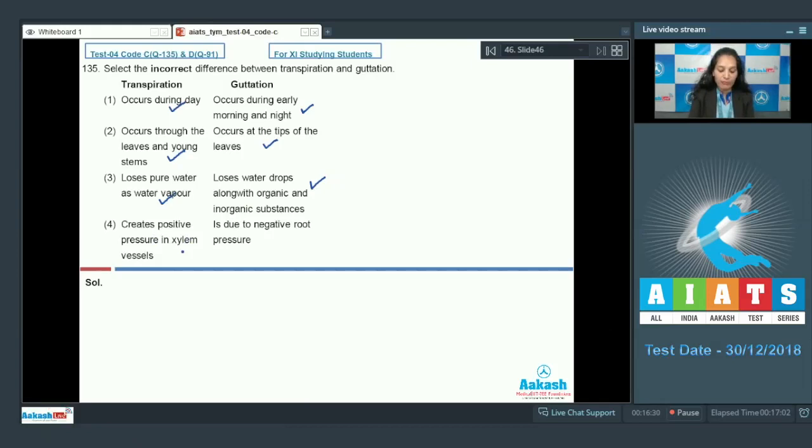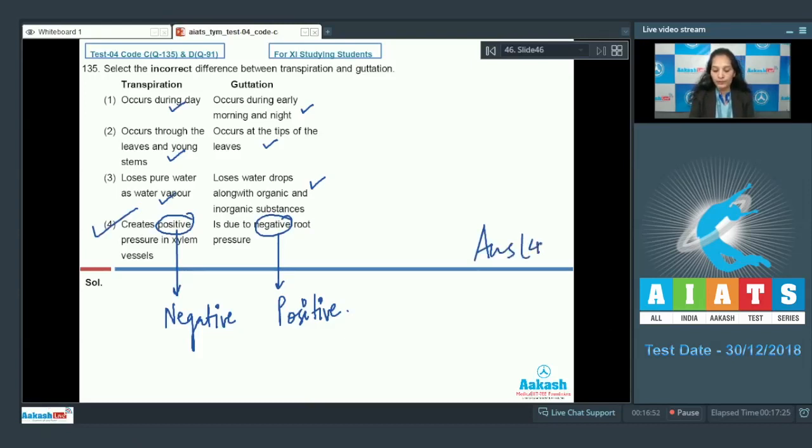Fourth, creates positive pressure in the xylem vessels. Transpiration causes negative pressure in the xylem vessels, whereas guttation is due to positive root pressure. So this is the incorrect difference. So the correct option for the given question is option number 4.